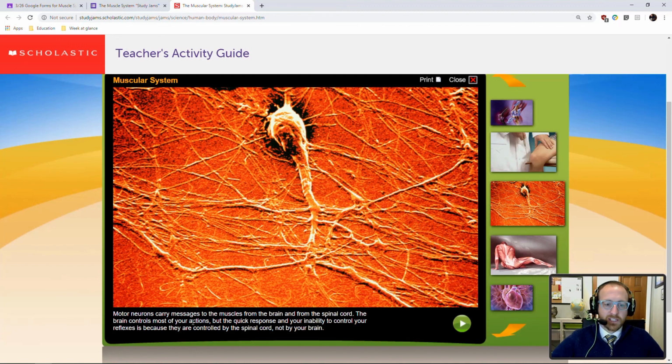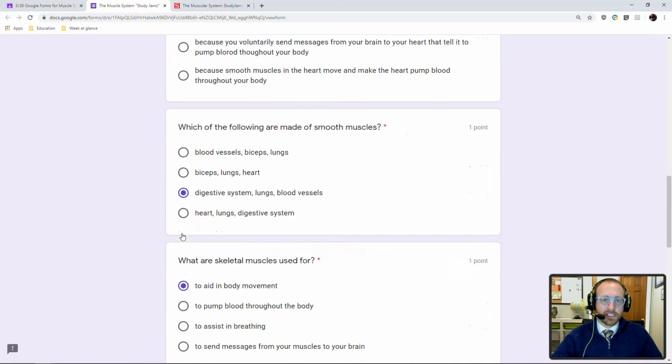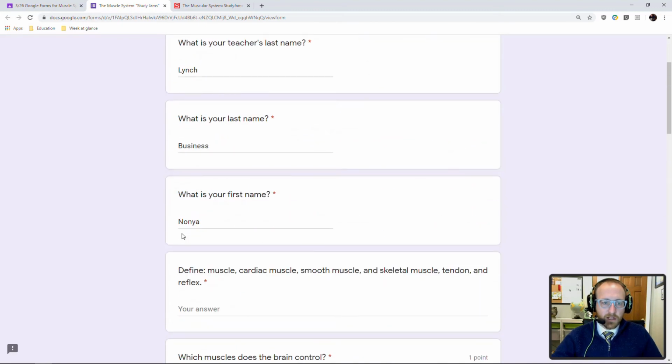Motor neurons carry messages to the muscles from the brain and from the spinal cord. The brain controls most of your actions, but the quick response and your inability to control your reflexes is because they are controlled by the spinal cord, not your brain. Choice A.